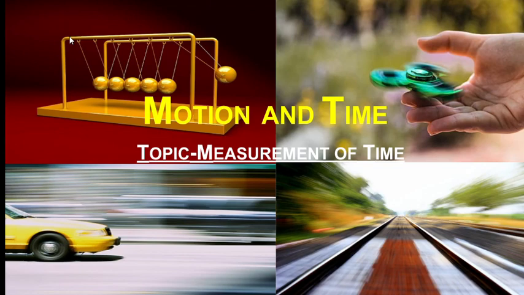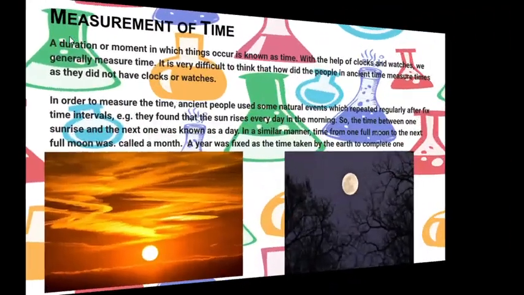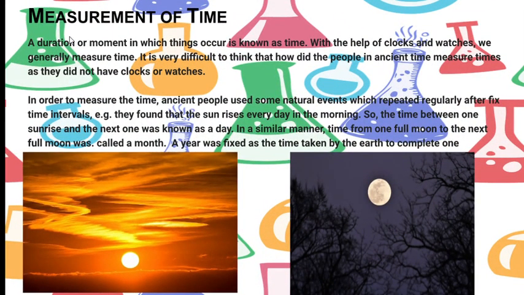Today I am going to explain the chapter Motion and Time. Topic: Measurement of Time. A duration or moment in which things occur is known as time. With the help of clocks and watches, we generally measure time.